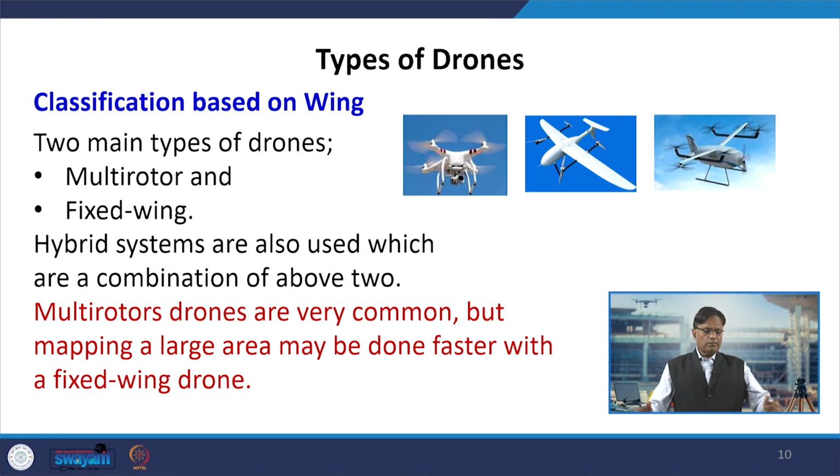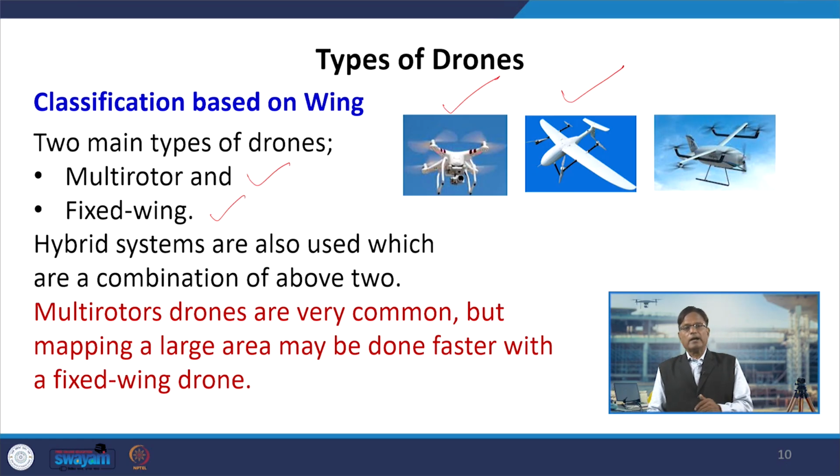So if we talk about the types of drones, broadly on the basis of the wings, if we want to classify them, there are two kinds of drones. One is the multi-rotor drone, and in the first picture this multi-rotor drone is shown, where you have the four motors and the rotary. Then the second category is the fixed wing drone. In the second picture here you can see a fixed wing drone. It looks like a small aeroplane.